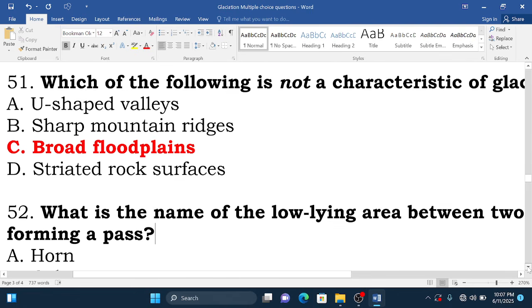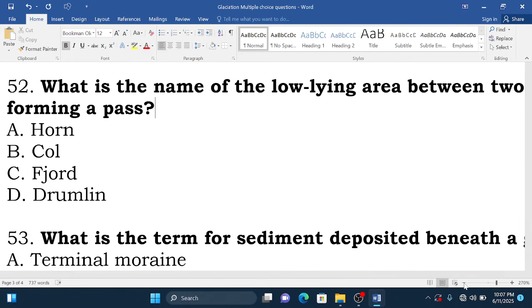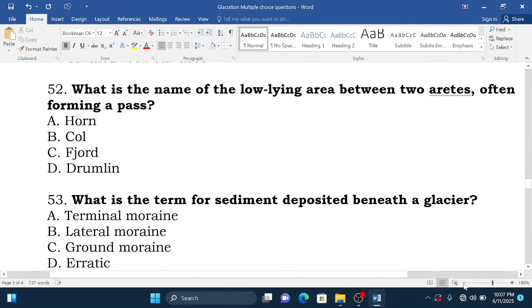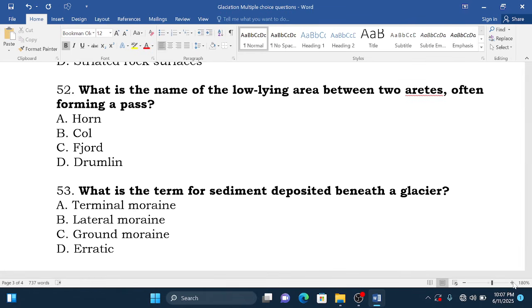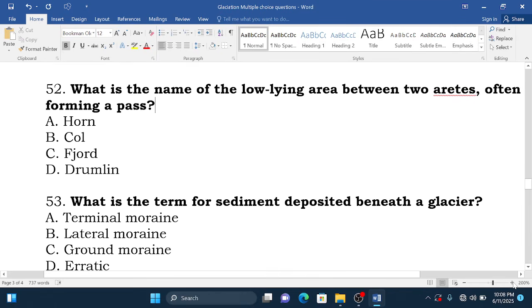We reach question number 52. It is asking, what is the name of the low-lying area between two arêtes, often forming a pass? A, horn. B, col. C, fjord. D, drumlin. So the correct answer is B, because a low-lying area between two arêtes is called a col.